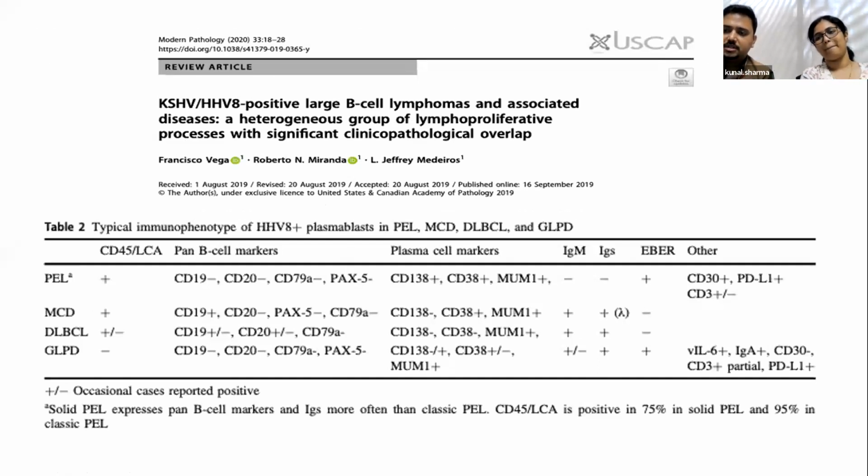I would just like to say that in cases of African patients with HIV positivity, no matter what the age group is, plasmablastic lymphomas and HHV8 positive lymphomas, what we need to understand is that HHV8 positive lymphomas are B-cell lymphomas.